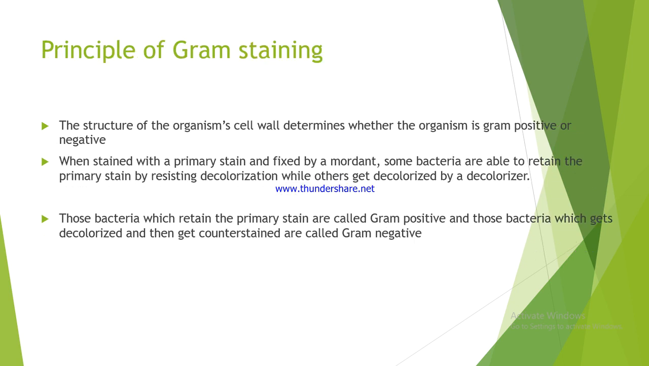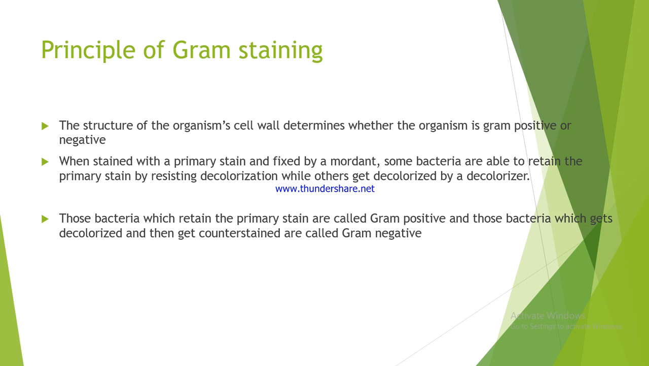What's the basic principle behind Gram staining? As I have told you, different bacteria have different types of cell wall. So the main thing which happens in Gram staining is that firstly the bacteria is stained by a particular dye which is considered to be the primary stain. Then a chemical named mordant is used for fixing the primary stain. Next, a decolorizer is used for removing the primary stain which is fixed by the bacteria.